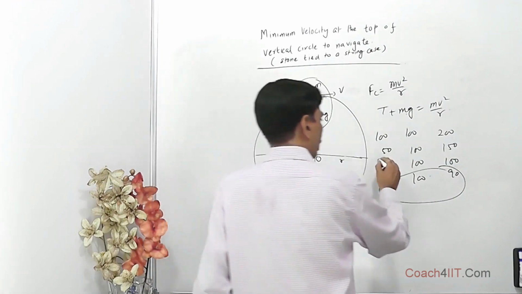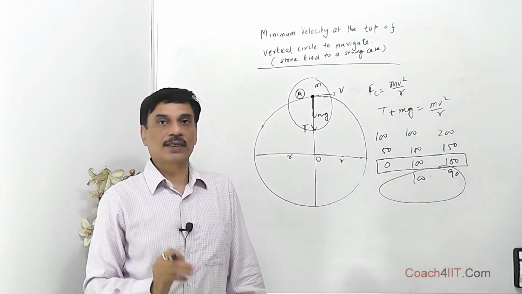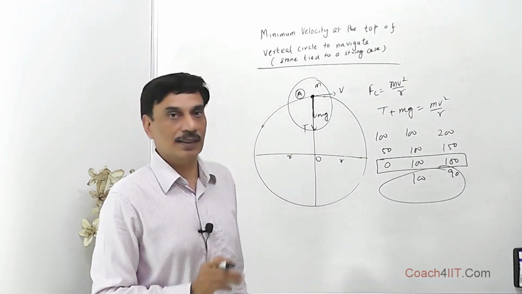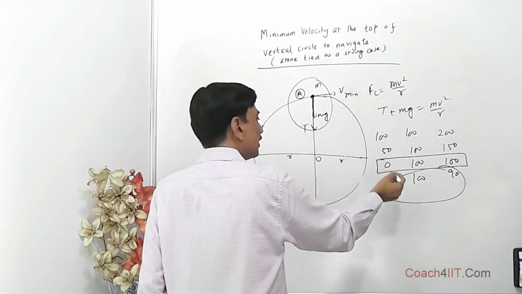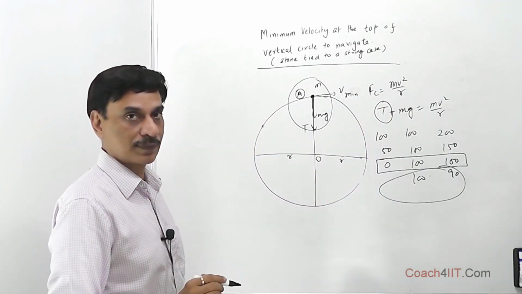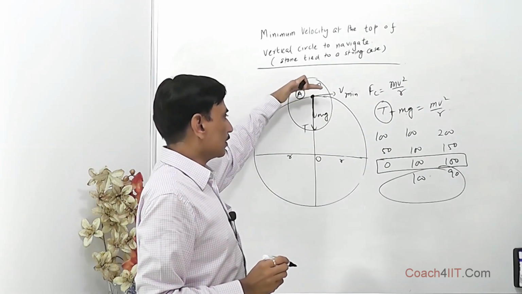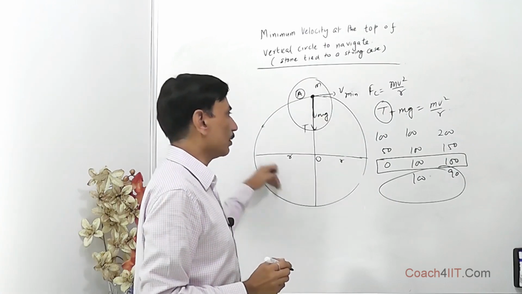So this is the limiting case when the circle can just be navigated. When it just navigates the circle, at that minimum velocity, T plus mg is equal to mv square upon r, and T should become equal to 0. To navigate the circle, the most critical point is the topmost point. Once it is able to navigate this topmost point, it is able to complete the whole circle.